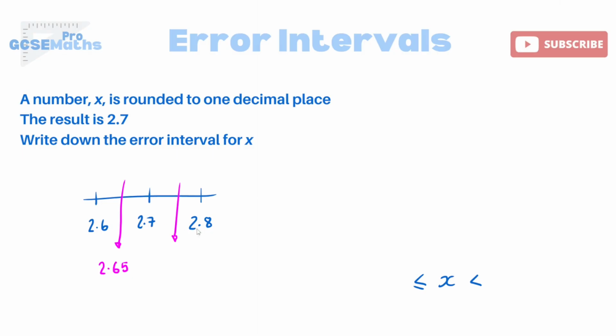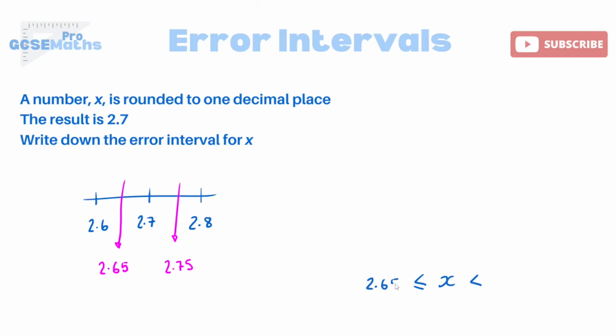And then this other side, halfway between 2.7 and 2.8 would be 2.75. Now, this is where the difficulty comes in. Because you're probably thinking, yeah, but if it was 2.75, I would technically round up to 2.8, which I know is true, yes. That is why we have these specific inequality symbols.